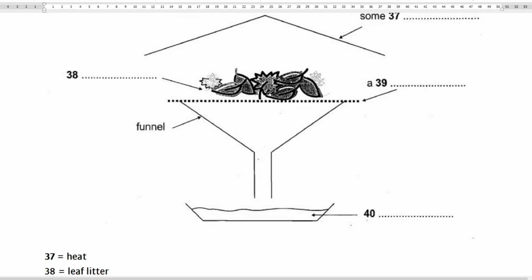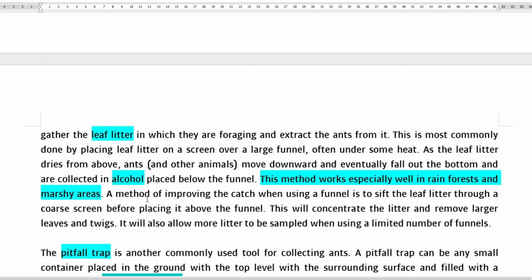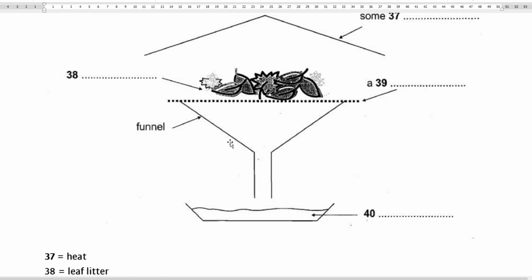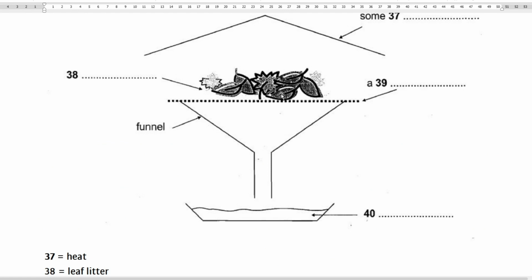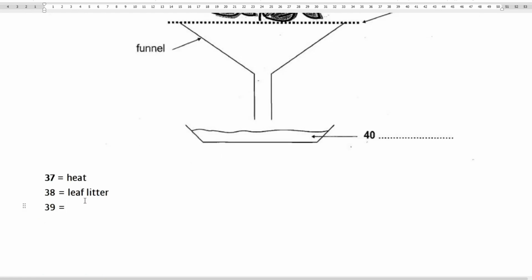What is on the surface of something that is triangular shaped? As the leaf litter dries from above, they fall out the bottom. This method works especially in the rainforest. So it is done by placing leaf litter on a screen over a large funnel. This one should be a screen. So a screen is the answer. And finally, number 40.